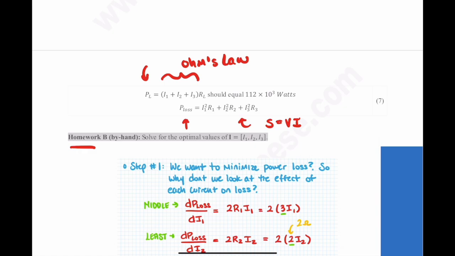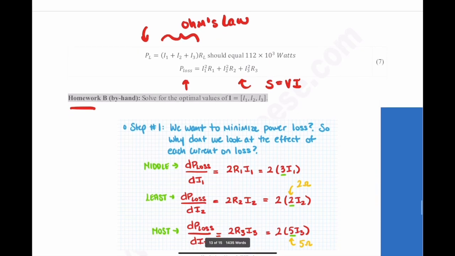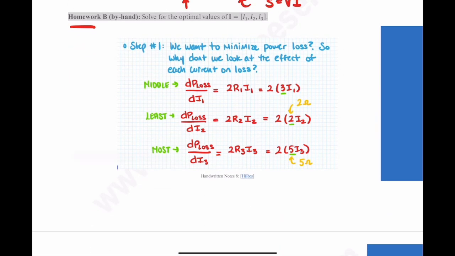Asking us, how do we solve for the optimal values of I1, I2, and I3? A good logical question. So, step 1. We want to minimize power loss. So why don't we look at the effect of each current on loss? We don't have to know anything about circuit analysis in order to apply this basic logic.